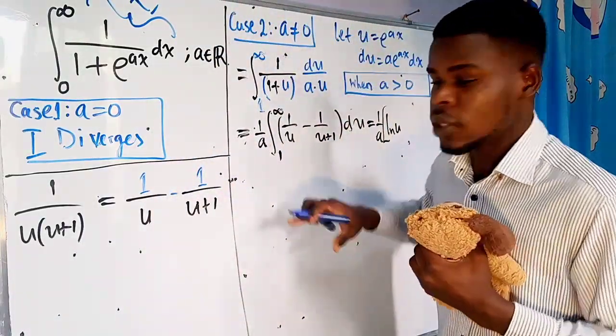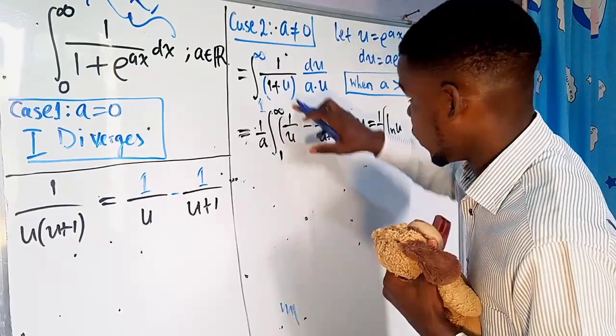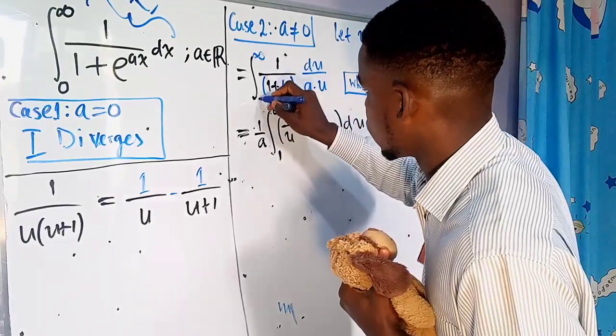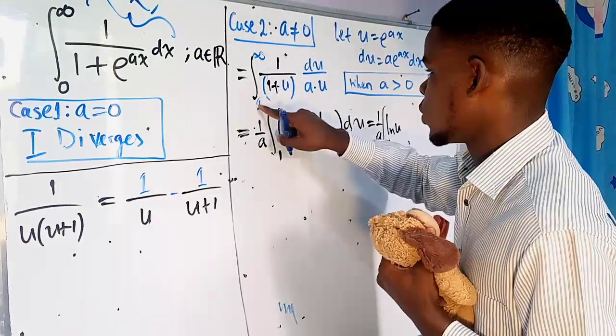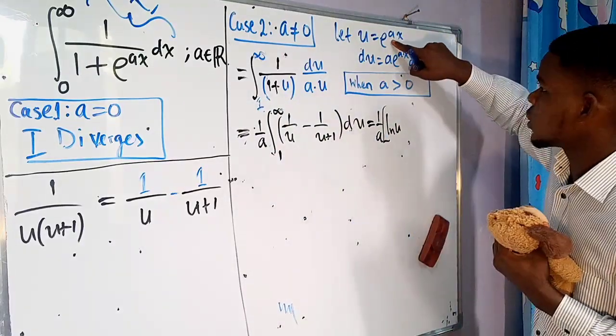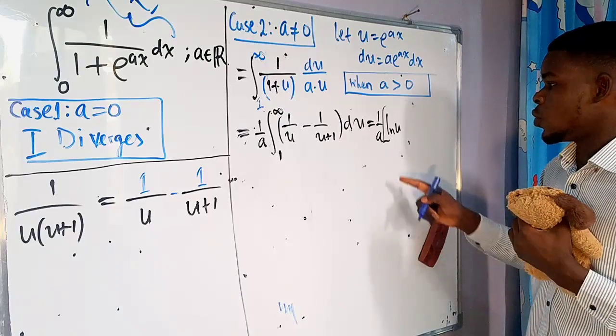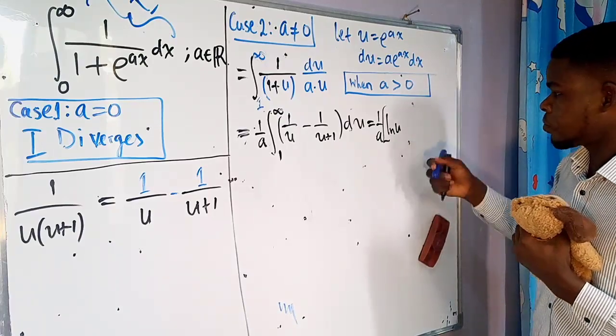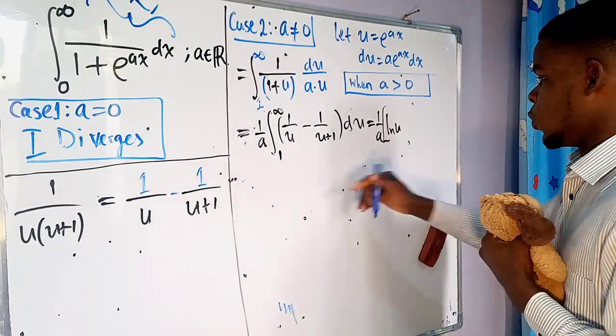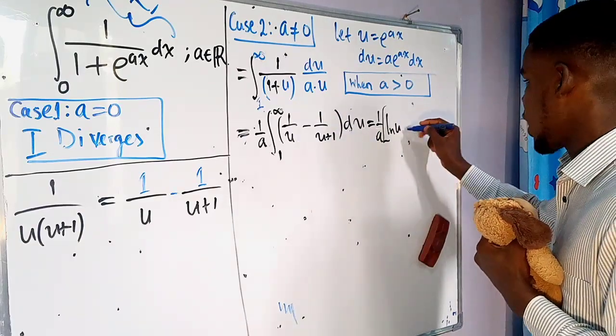I don't know why this thing is not writing well. Something like that. So when x is 0, this place will become 1. So the lower bound is going to be 1. So we take the natural logarithm of u from 1 to infinity. So it's positive. There's no need for the absolute values.